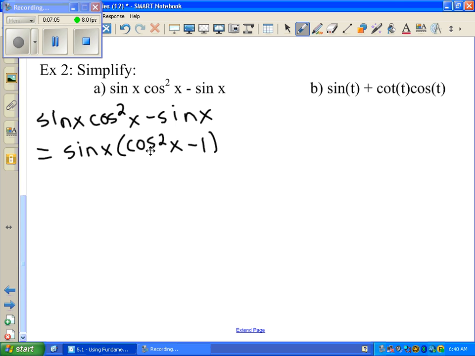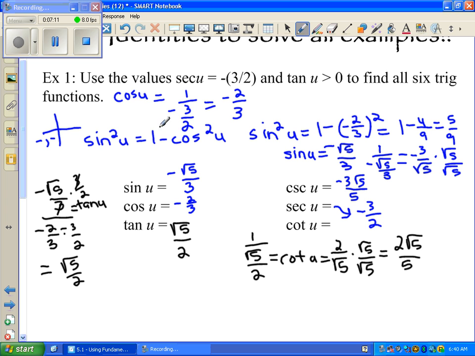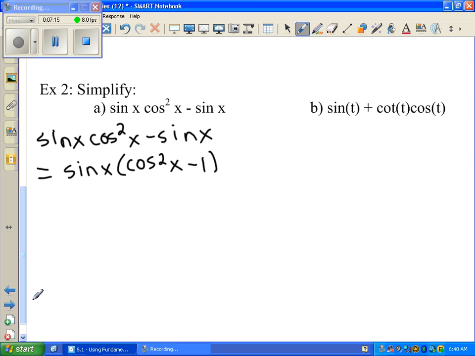Hopefully you notice that this looks very much like a Pythagorean identity. Let's see if we have it up here. Here we go. Sine squared is equal to 1 minus cosine squared. Ooh, what's wrong there? Well, I need to change the sign in here. So if I pull a negative out, giving me negative sine x, that's going to change the sign of both things inside my parentheses to end up with 1 minus cosine squared x.